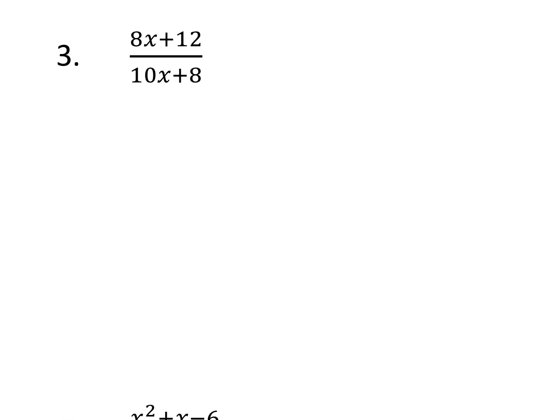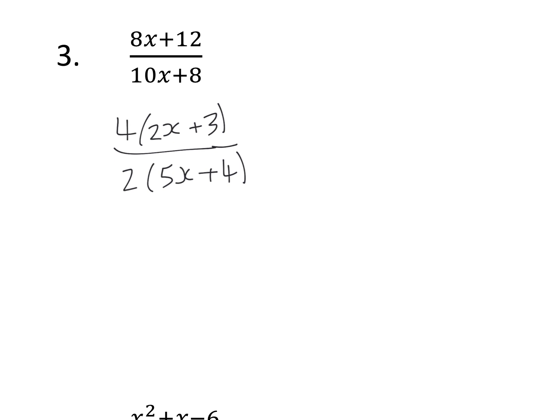Number 3. Here, we haven't got it written as a multiplication, so there's no common factors yet. But we can get common factors if we factorize. So if we factorize the numerator, 4 is a common factor. 4 times 2x would give 8x. And 4 times 3 would give 12. On the denominator, 2 is a common factor. 2 times 5x would give 10x. And 2 times 4 would give 8.